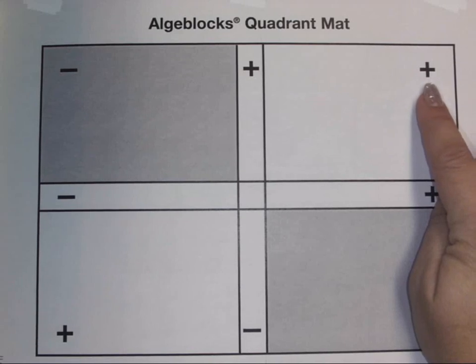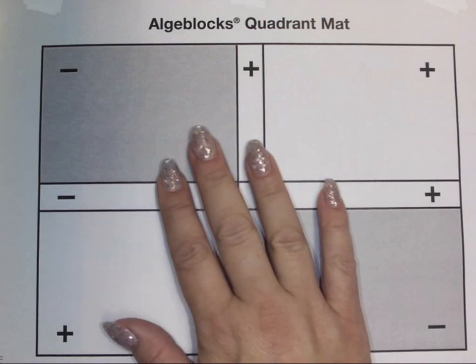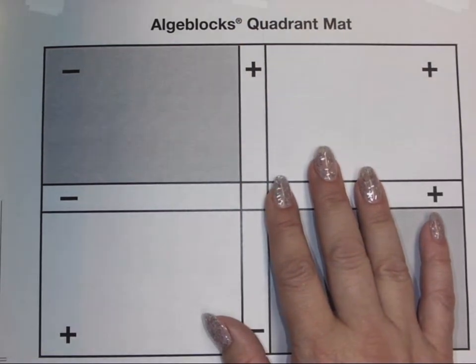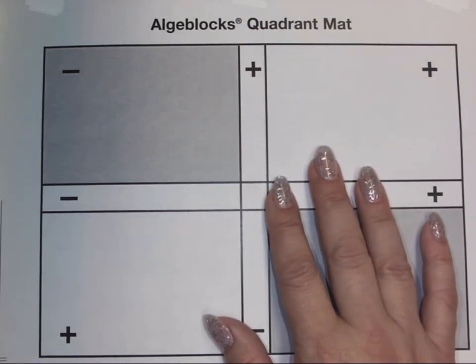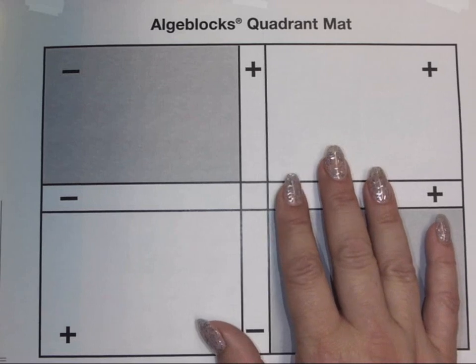trig class, let's think about this. In the first quadrant, both my x and my y are positive, right? Okay. So what we're going to see is this quadrant mat is used whenever I'm multiplying and dividing, or factoring, or other stuff like that. But basically, it boils down to multiply and divide.